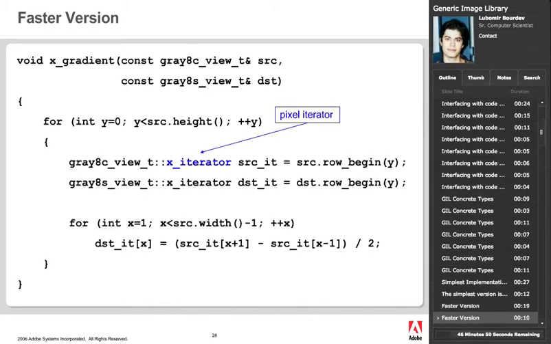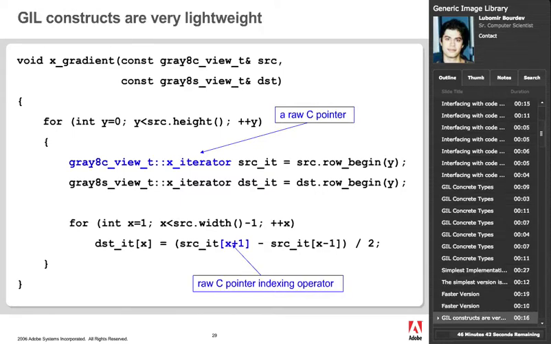This is called a pixel iterator. It's an STL random access iterator. If you don't know what an iterator is, think of it as a pointer. In fact, in this example, the iterator is a raw C pointer and the indexing operator is a raw C pointer indexing operator. GIL chooses the simplest constructs that can do the job.